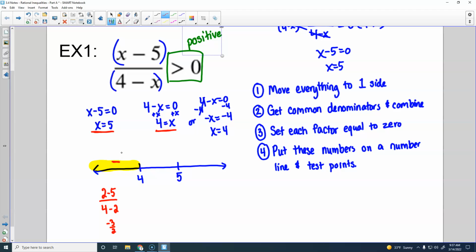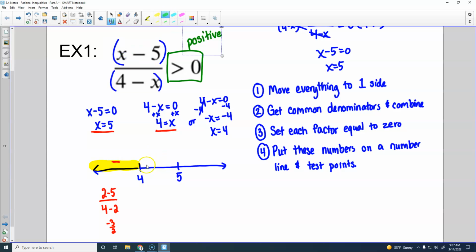Now, it should have the same sign no matter what number we pick. So if I'd picked 0, I would have 0 minus 5 over 4 minus 0. I'd get negative 5 over 4. If I pick negative 7, it should still give me a negative. If I pick 3, it should still give me a negative. So anything in that section should be negative.